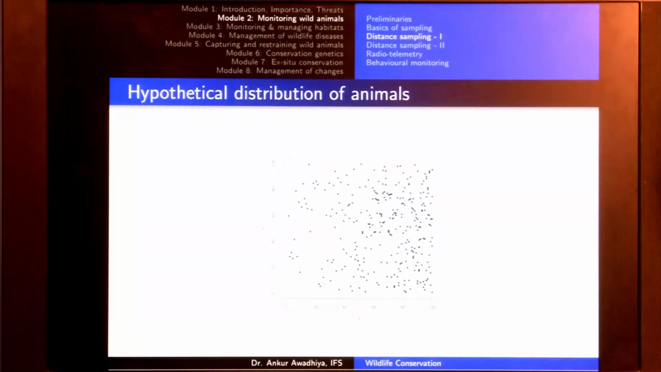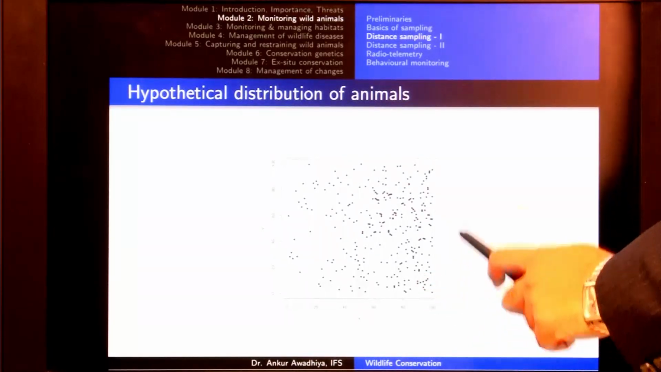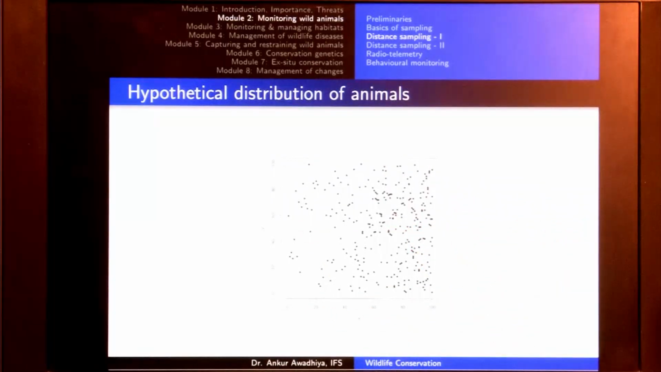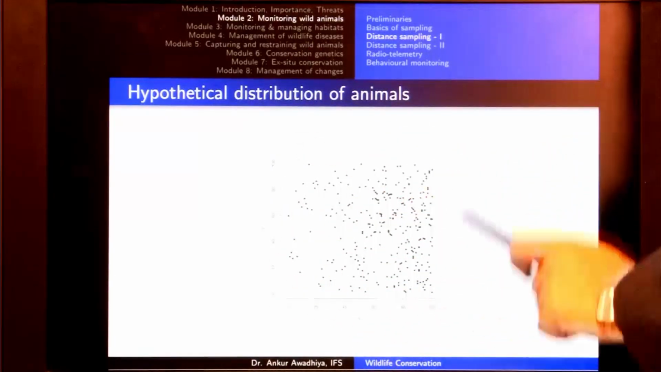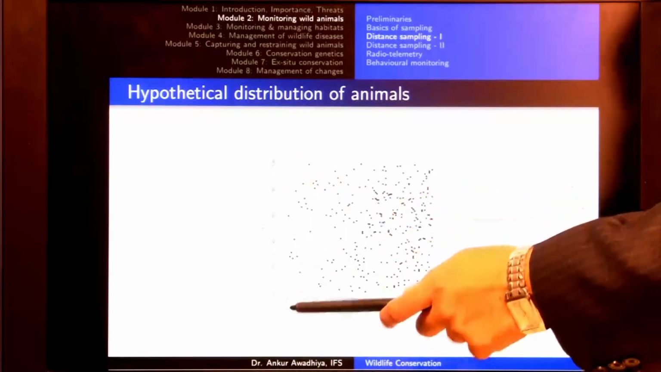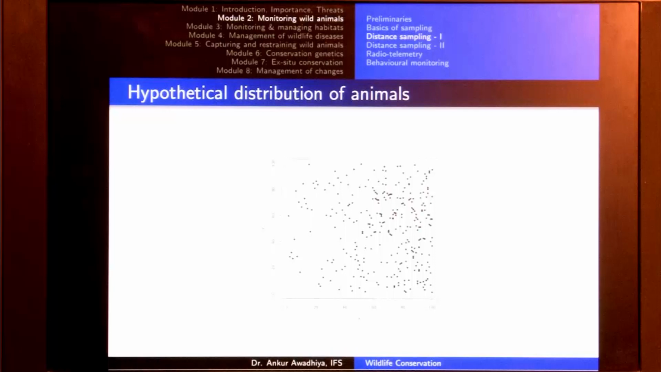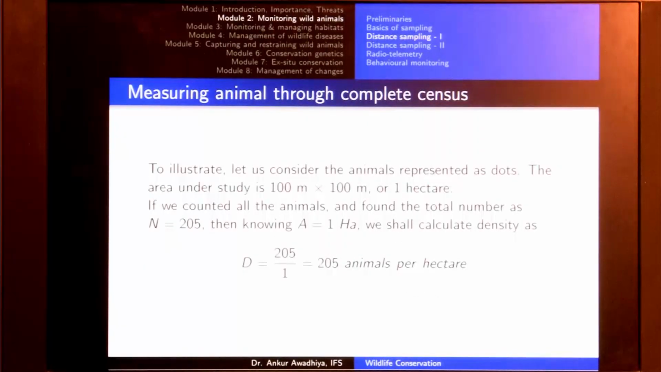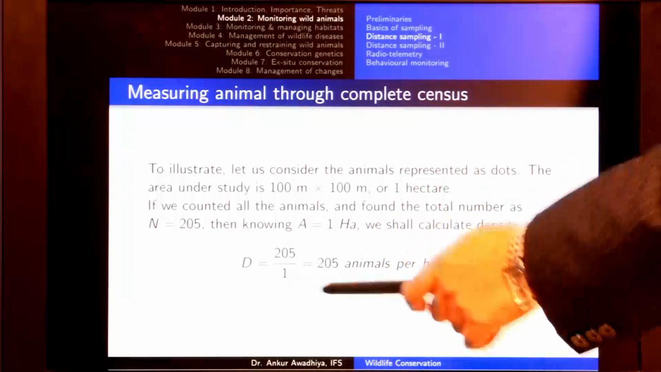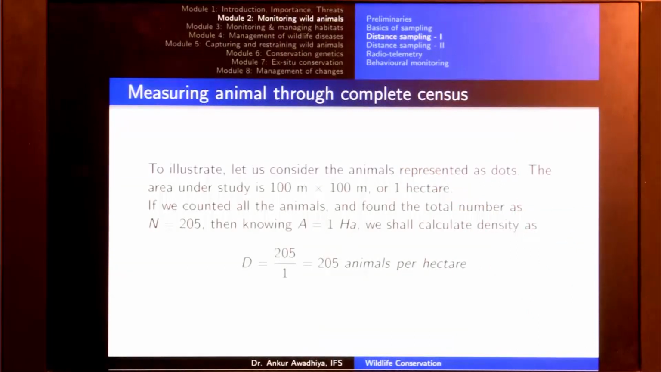Now, in this hypothetical situation, suppose we counted each and every animal in this forest and divided it by the total area of the forest. In this case, the total area is 100 meters by 100 meters, which becomes 1 hectare, and suppose we found that there were 205 animals in the complete forest. So, 205 animals divided by 1 hectare gives us a value of 205 animals per hectare. So, this is our normal formula, which is D = N/A.